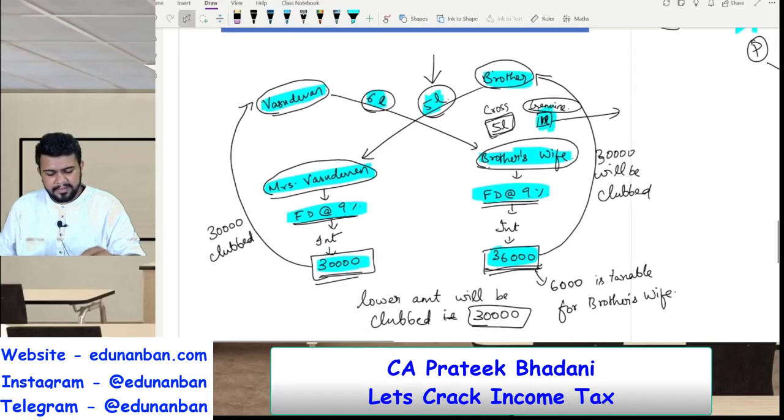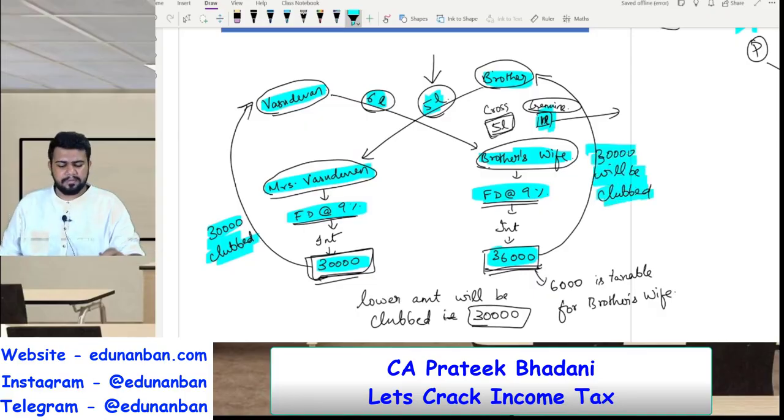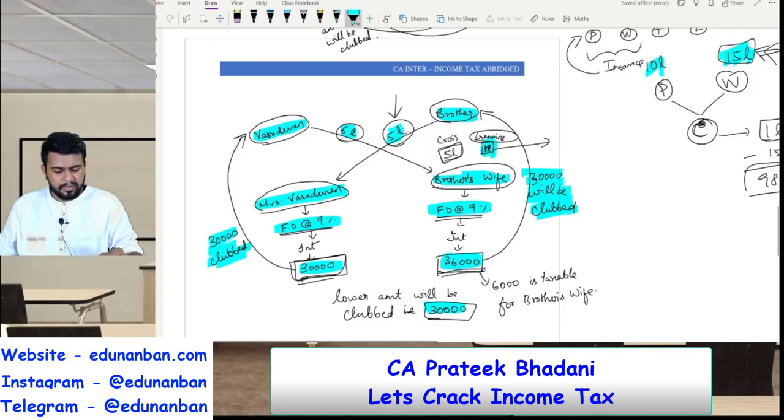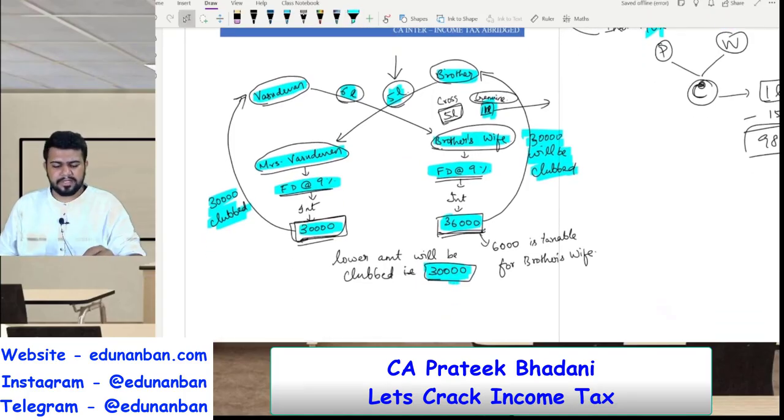So 30,000, that is the income on 5 lakhs, will be clubbed in the hands of Mr. Vasudevan and Mr. Vasudevan's brother respectively. So 30,000 will be clubbed in both cases, which is the lower value. So this is the concept of cross transfer.